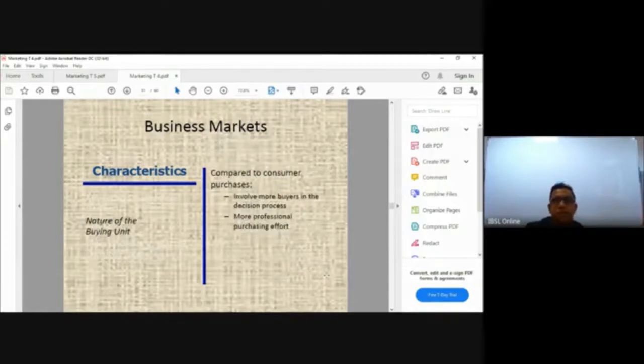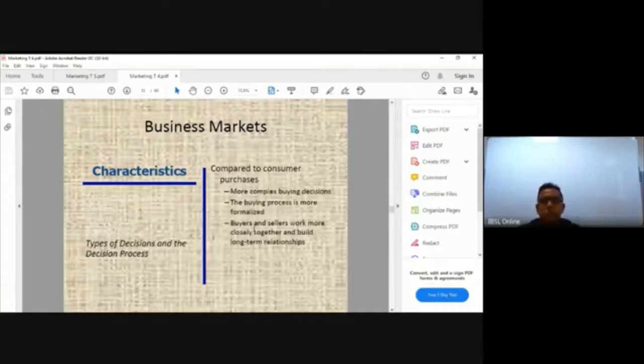Compared to consumer purchases, business purchases involve more buyers in the decision process. As I said, in individual consumer buying there's one or two persons, but in business buying there are many people involved. More logical and professional efforts are made in organizational buying, because large sums are involved and decisions are complex.